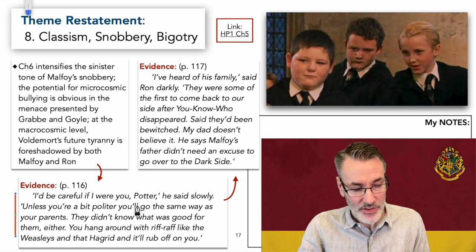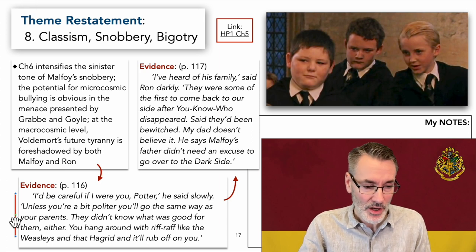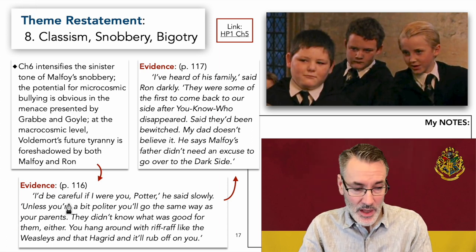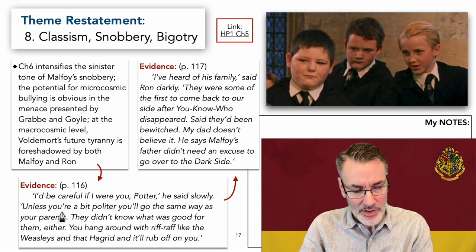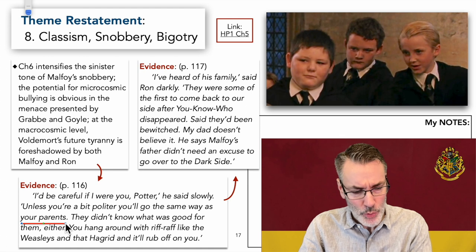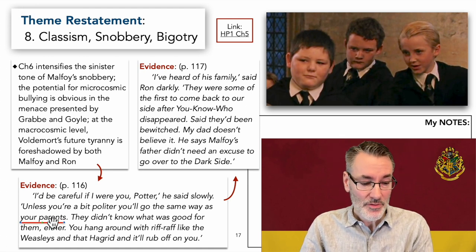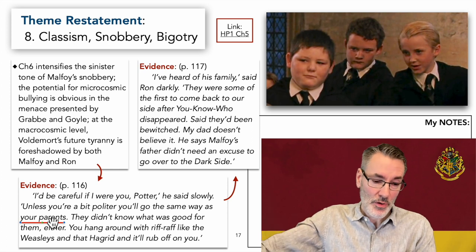So here's Malfoy. He says, I'd be careful if I were you, Potter, on the train. In the movie, they're at Hogwarts when they're saying this on the steps. In the train, he says, I'd be careful if I were you, Potter, he said slowly. Unless you're a bit politer, you'll go the same way as your parents. Ooh, that's nasty. That's real nasty. That's a direct foreshadowing of the return of Voldemort, do you see?